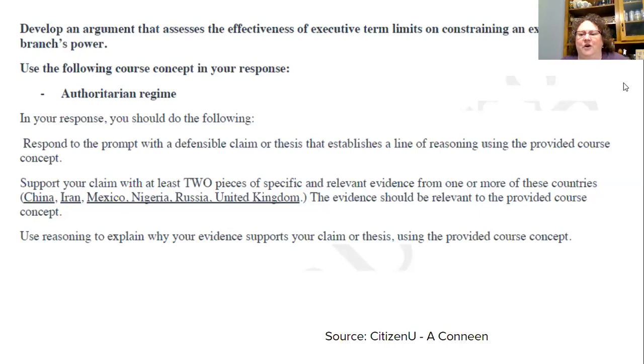All right. So develop an argument that assesses the effectiveness of executive term limits on constraining. So constraining, we need to rein back in, right? Limit an executive branch's power. And use the course concept in your response: authoritarian regime. Okay? So here's the question. Do term limits help limit executive branch's power? I would say no.